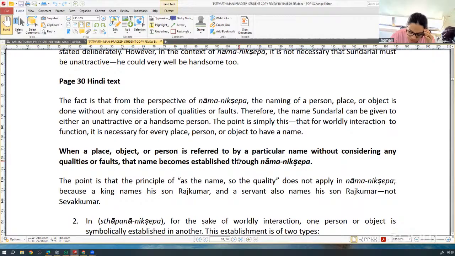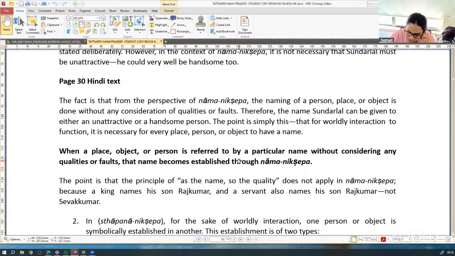When a place, object, or person is referred to by a particular name without consideration of any qualities or faults, that name becomes established through Nam Nikshep. The point is that the principle of "as the name, so the quality" does not apply in Nam Nikshep, because a king names his son Rajkumar and a servant also names his son Rajkumar, not Sevakumar.